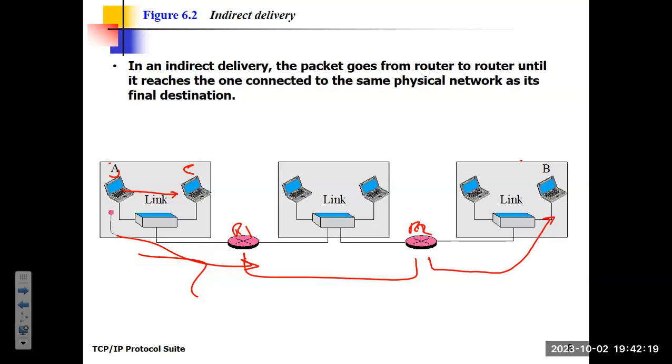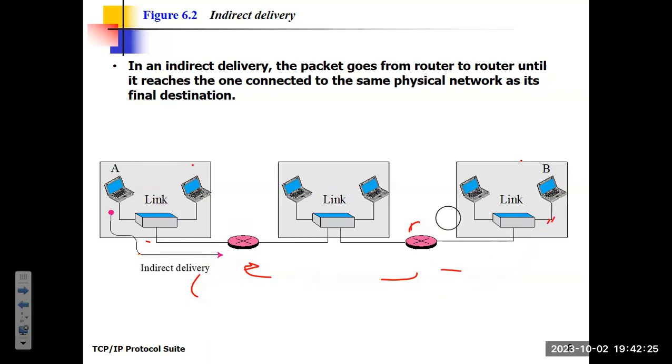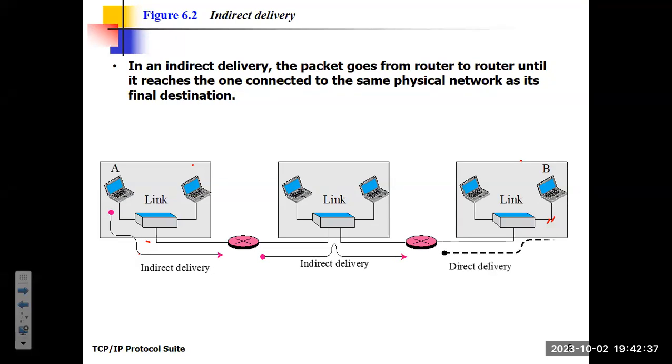So if you look here, from A to the first router, it's indirect. From router 1 to router 2, it's indirect. From the last router, maybe there are 10 of them, but from the last router to the destination, it's called direct.